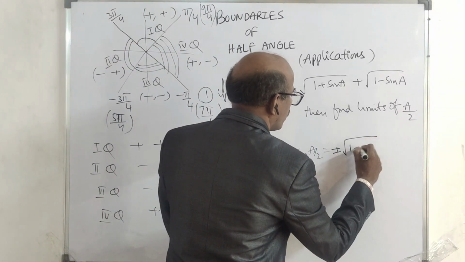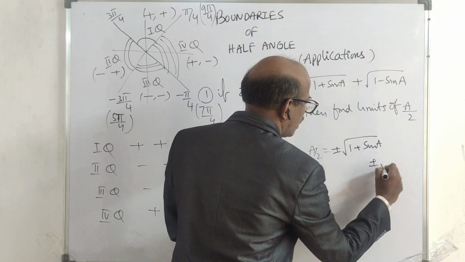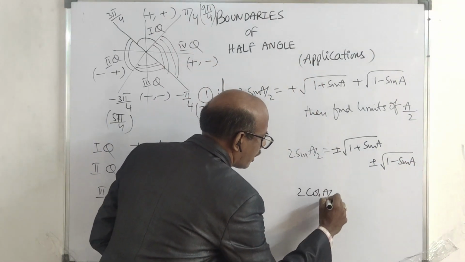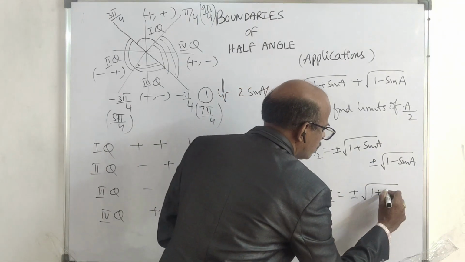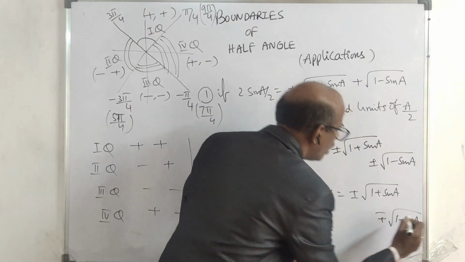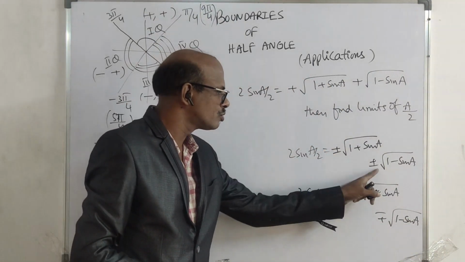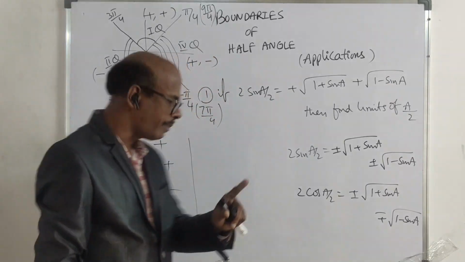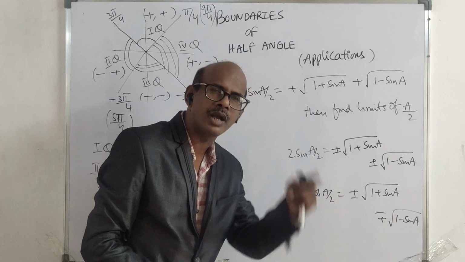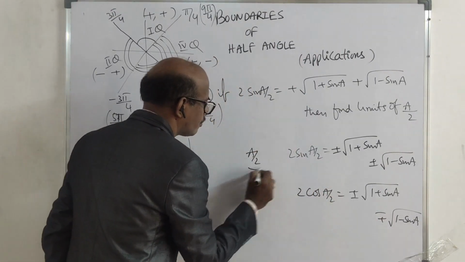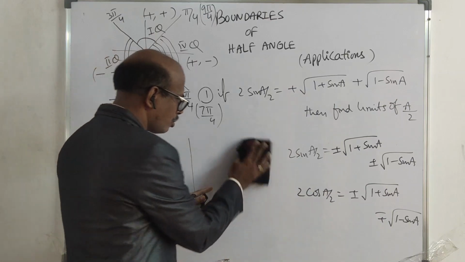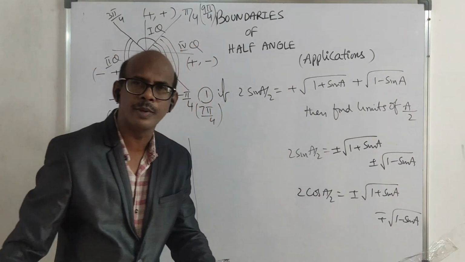2 sin A by 2 equals plus or minus root 1 plus sin A plus or minus root 1 minus sin A. This theorem is proved already. 2 cos A by 2 equals plus or minus root 1 plus sin A minus or plus root 1 minus sin A. So here there are two symbols, but based on this diagram, only one symbol depends on the quadrant in which A by 2 lies. I think you understood my point. Based on the quadrant of A by 2, the symbols will be decided.